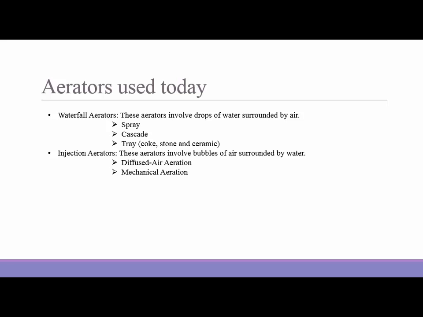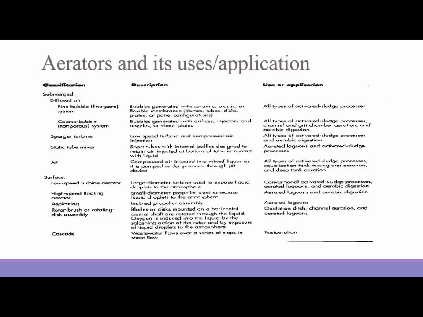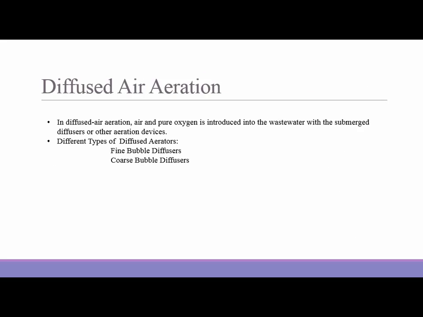Diffuse air aeration and mechanical aeration. And here's a table from our book. Aerators are classified into different categories, and for example, diffuse air comes under submerged, and there are two types of diffuse air aerators: fine bubble, which is used for all types of activated sludge processes, and coarse bubble, which is used for activated sludge processes, channel and grit chamber aeration, and aerobic digestion.